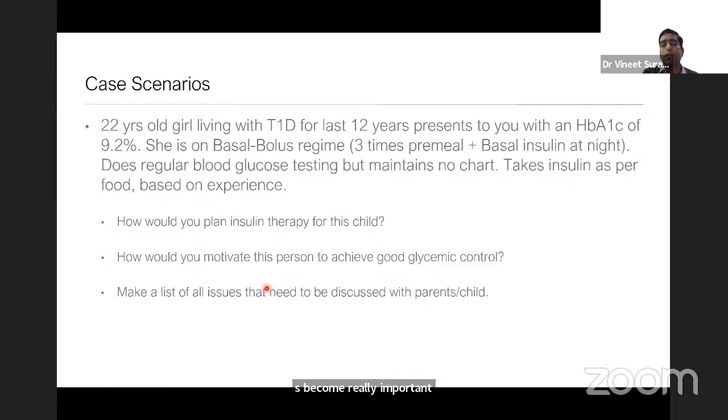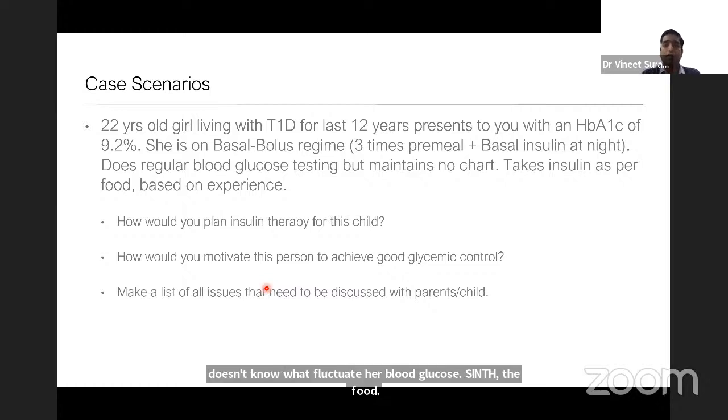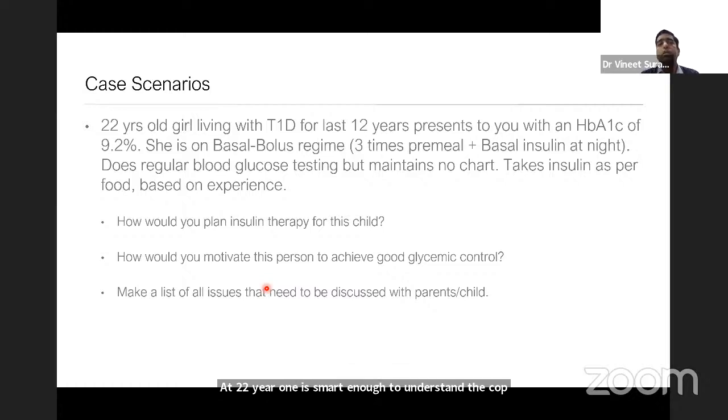Now, for this girl who is 22 years old, she's already an adult, she understands everything. And with 12 years of diabetes, obviously she understands everything about type 1 diabetes also. That's what we believe. But you will see that the HbA1c is still 9.2%, because though she's testing, she's not maintaining charts, so she doesn't know what fluctuates her blood glucose. She takes the insulin as per the food. Now, a 22-year-old is smart enough to understand carb counting. So they are the best persons to be taken for carb counting.